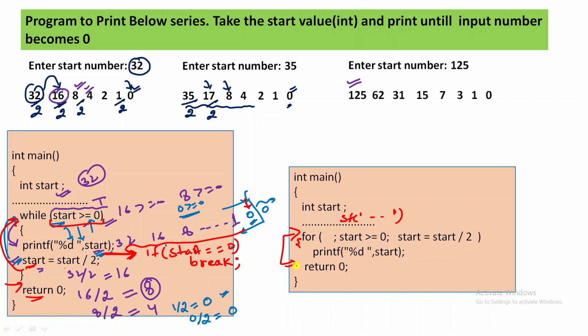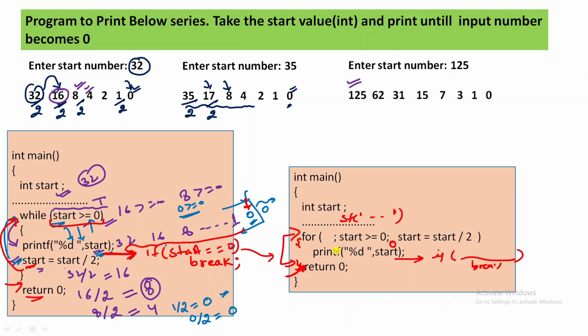So basically this is the for loop body. So after printing the start, let's say at the end start will be 0, so you will be able to print 32, 16, 8 and this 0 also, and after that you have to put the condition. Which condition? The same condition, this condition here. And then break. So this break will take you out of this for loop body.